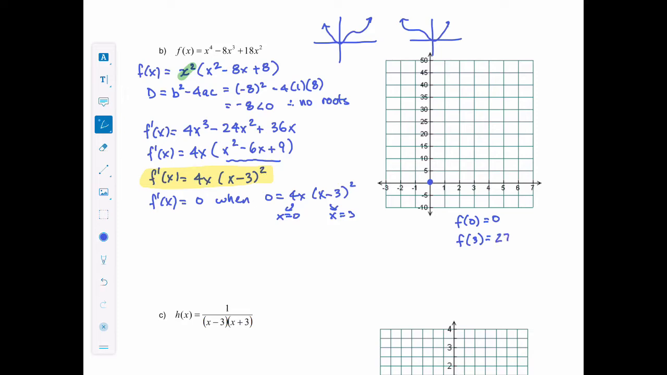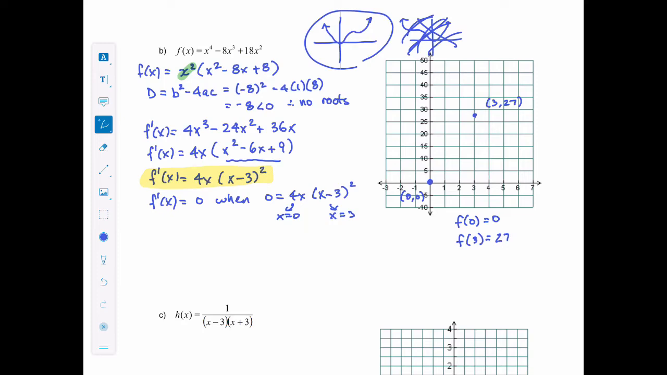And let's graph those. Well, we already have the 0, 0 graphed. Now we've got to do 3 and 27. 3 and 27 is approximately here. So it's going to be at 3 and 27. So we can now see that this is not going to be the situation. It's going to be this one here. Okay, so let's make sure that our calculations support that.